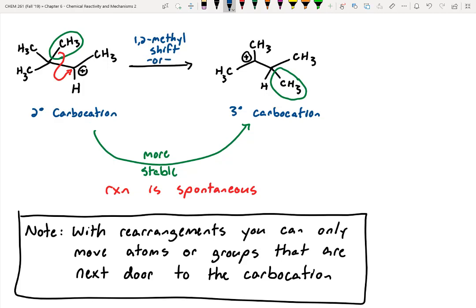Or what if we didn't move a methyl group? What if we moved some other big chain? Sometimes this is referred to as simply a 1,2 alkyl shift. Both of them are the same. It just means that some sort of hydrocarbon moved. Maybe not a methyl group, maybe it was something else. In this case, it was a methyl group.